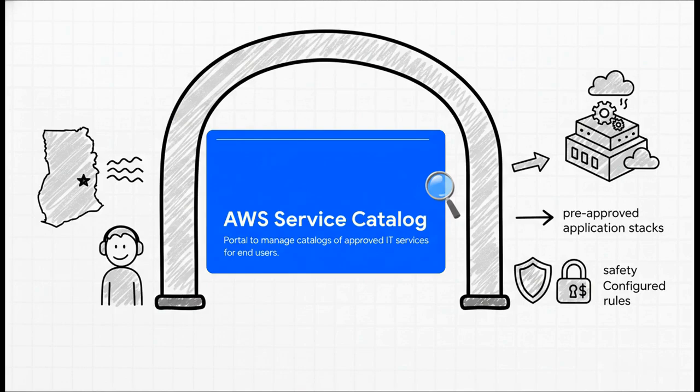Let's say your developers in Accra need to test out a new application. Instead of waiting days for IT admin approval, they can simply log into the Service Catalog and launch a pre-approved application stack themselves. It's totally safe because IT has already configured all the rules and costs behind the scenes.